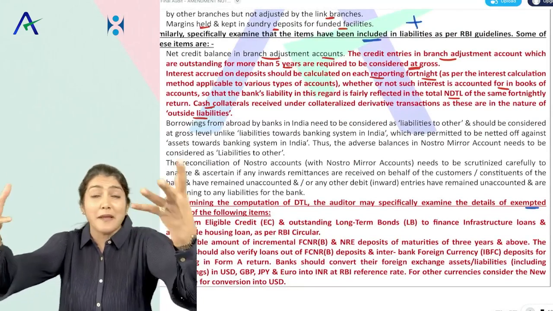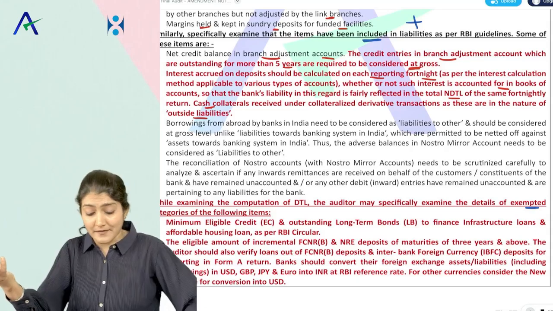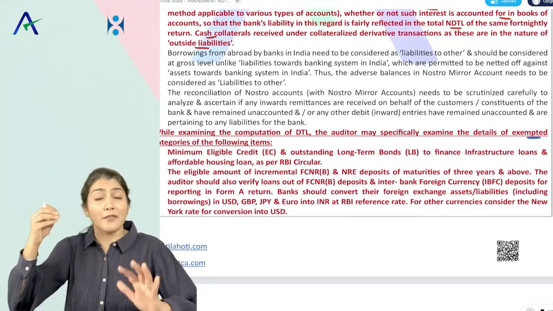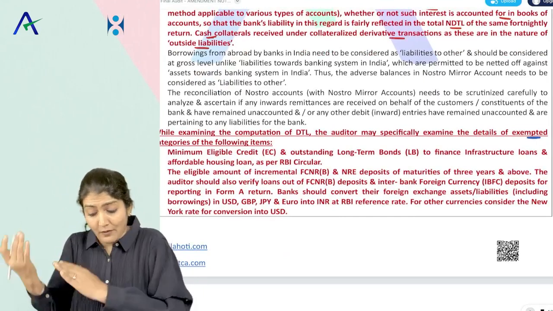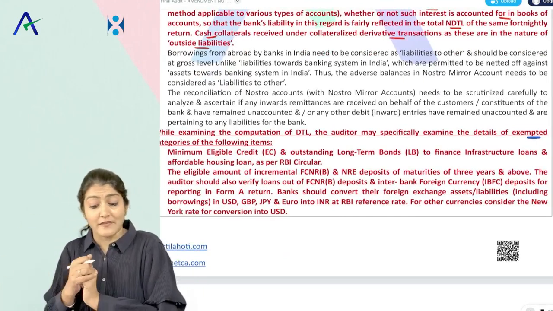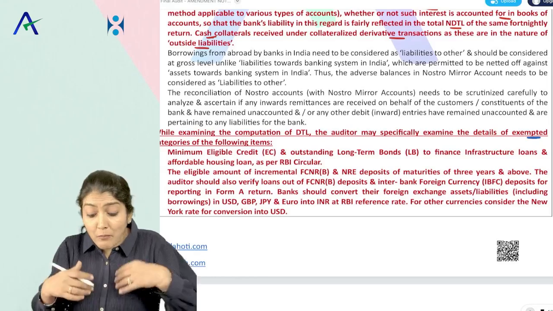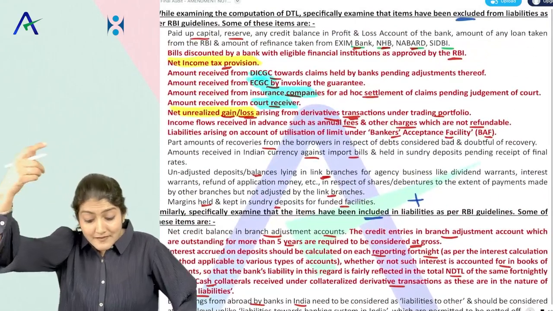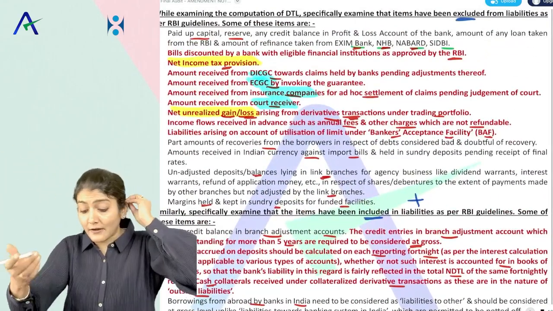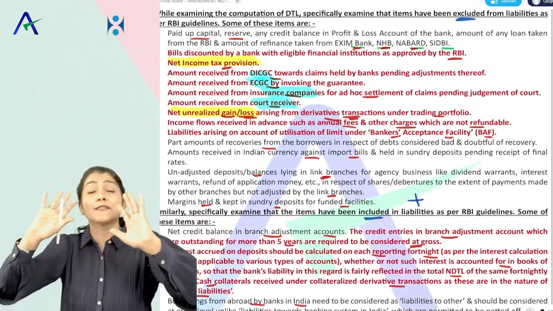Then the interest payable on the deposits on a fortnightly basis, whether or not accounted for in the books of account, is to be included. Then cash collaterals for the collateralized derivative transactions are to be included. Then borrowing from abroad by banks in India. If you do the refinancing from Exim, NHB, and so on, that is to be excluded.